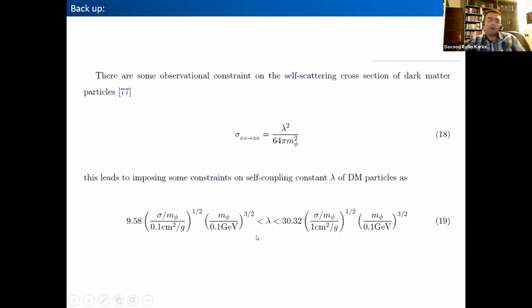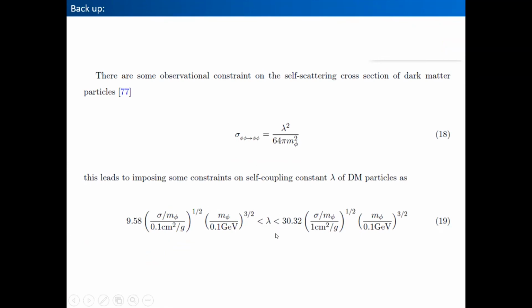Here you can see the range that we consider for the coupling, which can be derived based on the cross section derived from observational limits from galaxies and galaxy clusters. So by having this limit for the coupling constant, I think we can probe, in fact, the context based on the points that you are talking about.